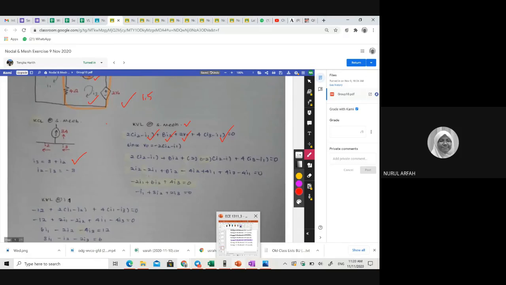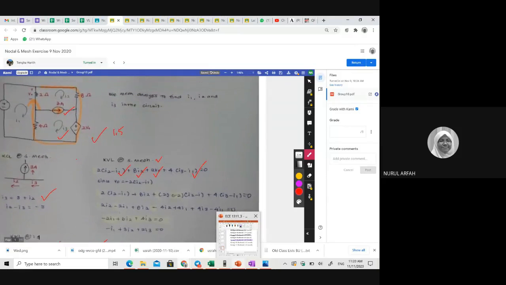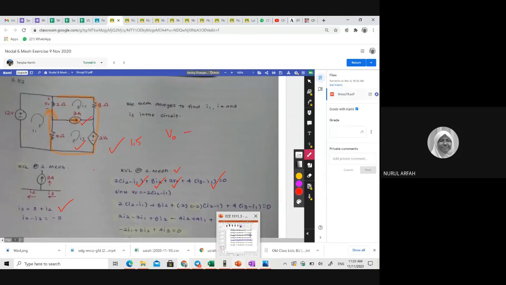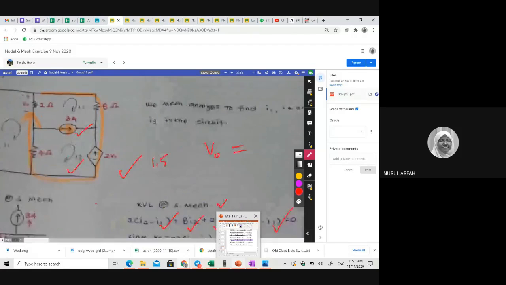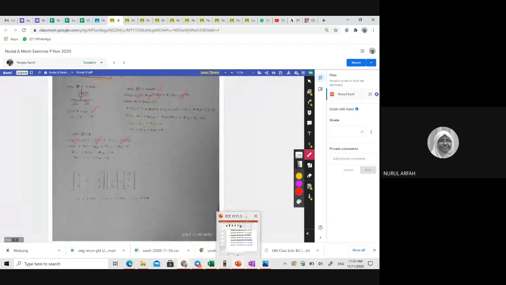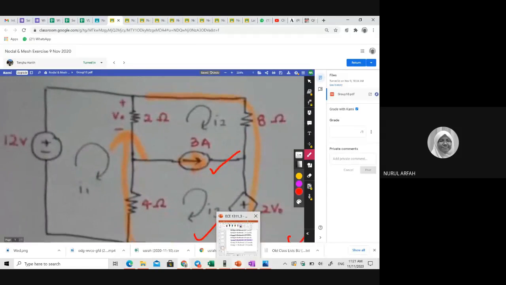And then you have the last loop. KVL at I1: minus 12, 2 times I1 minus I2, 4 times I1 minus I3. Yes, correct. And then what is V naught? Brothers and sisters, what is V naught equal to? Can you guess? What do you think? Let me check. Can you guess what is V naught? V naught is here.